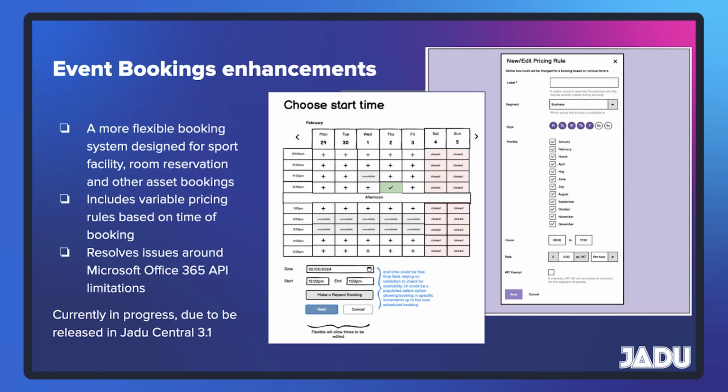We have, in addition to the basic calendar management, added in pricing rules. So pricing rules can be set based on the time of the day, the day of the week, and the month of the year, so that you can attach different pricing, on-peak, off-peak pricing to your facilities, and that will automatically be calculated as the cost of that room hire, of that event booking, when the customer goes through and completes the form, so that you can take payment at the end of the form.